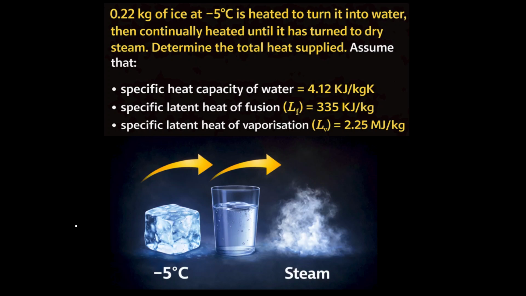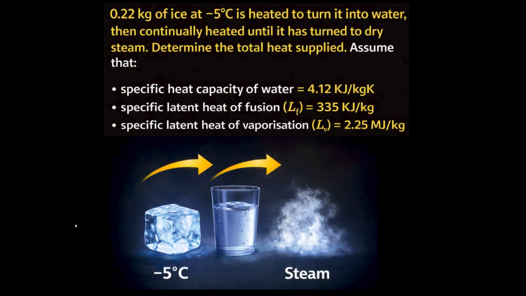So in this video, we're going to look at this classic ice to steam problem that you will come across quite often in engineering studies. And in our example, we have our ice measured at 0.22 kilo for its mass, and its initial temperature is -5 degrees Celsius, and it's going to be heated continually until it turns to water and eventually turns to dry steam. And what we're tasked with is to determine the total heat supplied.